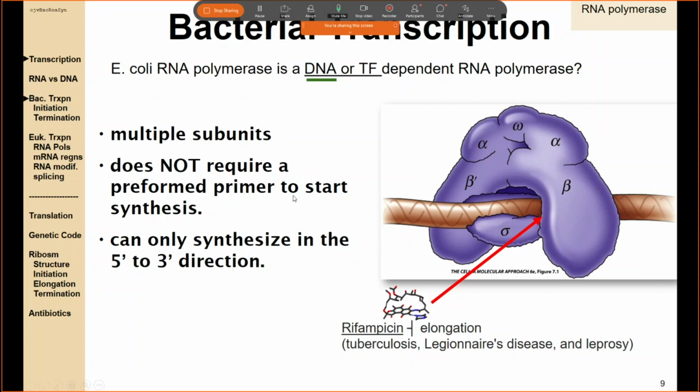So you don't need a primer to start synthesis. Again, you can only synthesize from 5' to 3'. Here are the subunits that are shown, and the sigma binds down to the starting region, and then here's an example of a drug. Rifampicin blocks elongation. It binds right there between the sigma and the beta, and that's used for tuberculosis and Legionnaires' disease and leprosy.